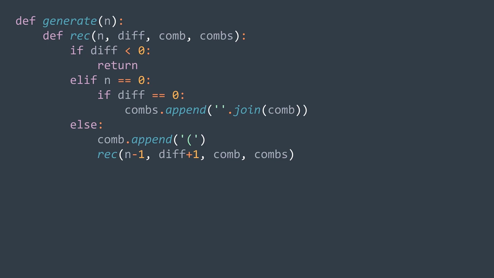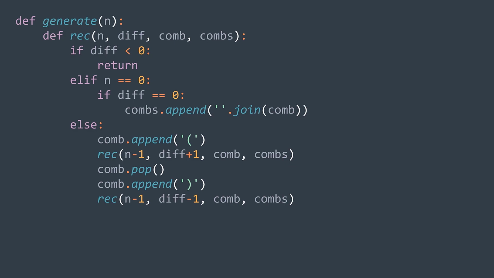After the call, we remove the opening one we added to put a closing one. After doing so, we call the function again, but this time, diff becomes diff minus 1. Remember that we subtract 1 when we add a closing parenthesis. And after the call, we remove the parenthesis we added to backtrack to the previous call. And we made our function.